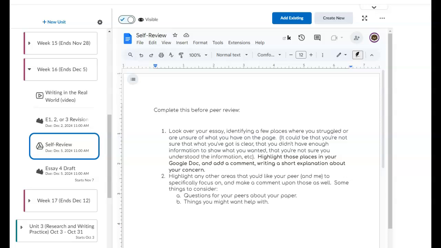So whether you do it in Word or I've encouraged everyone to use the Google Doc templates that I have shared, add those comments and then submit your Essay 4 draft with the comments attached, okay? If there's any questions, as always, don't hesitate to let me know.